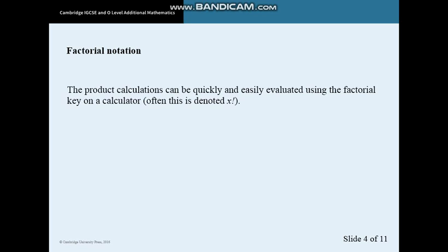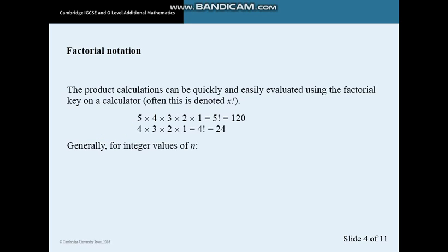You have learned about factorial notation before, and product calculations can be quickly and easily evaluated using the factorial key on a calculator. It's denoted as x factorial. It means 5 times 4 times 3 times 2 times 1 if it's 5 factorial, and 4 times 3 times 2 times 1 if it's 4 factorial. For integer values of n, remember it should be an integer: 0, 1, 2, 3, 4, 5, 6, 7, and so on. We cannot write 3.5 factorial or something like that.